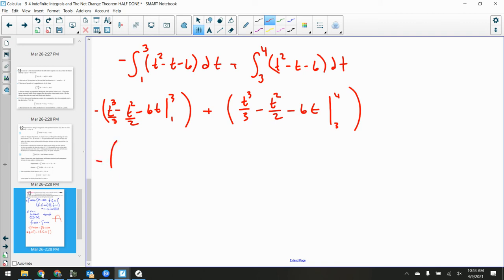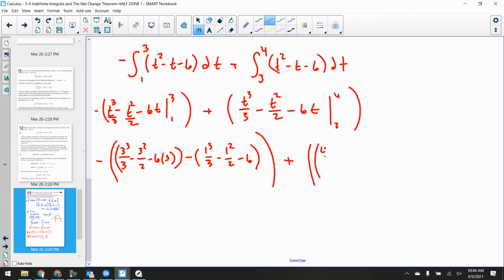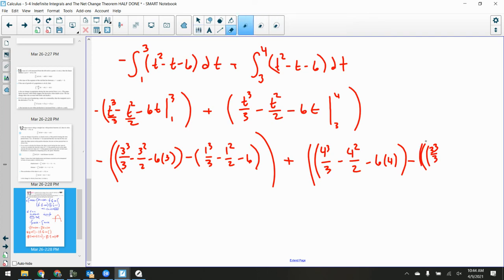So now we evaluate this to be 3 to the third over 3 minus 3 squared over 2 minus 6 times 3, minus 1 to the third over 3 minus 1 squared over 2 minus 6, plus 4 to the third over 3 minus 4 squared over 2 minus 6 times 4, minus 3 to the third over 3 minus 3 squared over 2 minus 6 times 3.